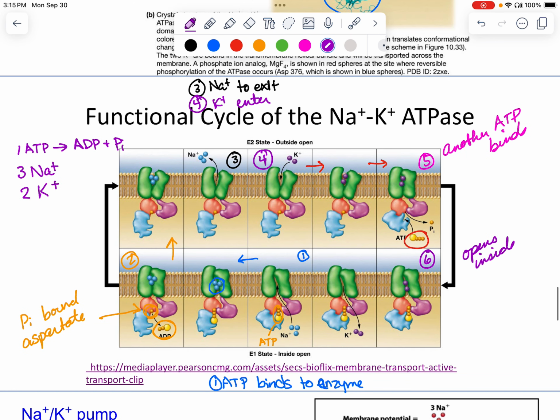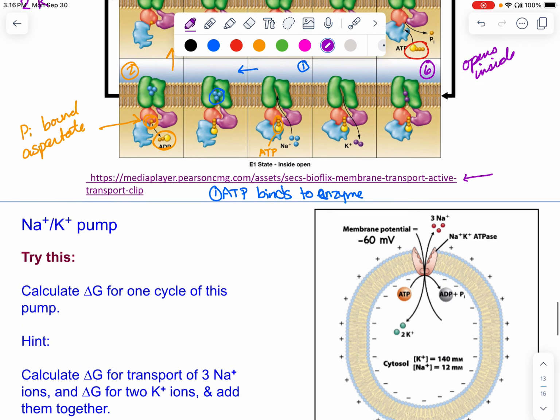This video is a picture of that, so you can take a look. If you watch the yellow star-shaped thing, that is your ATP, and you can watch it break apart into the phosphate and the ADP. Useful to watch.